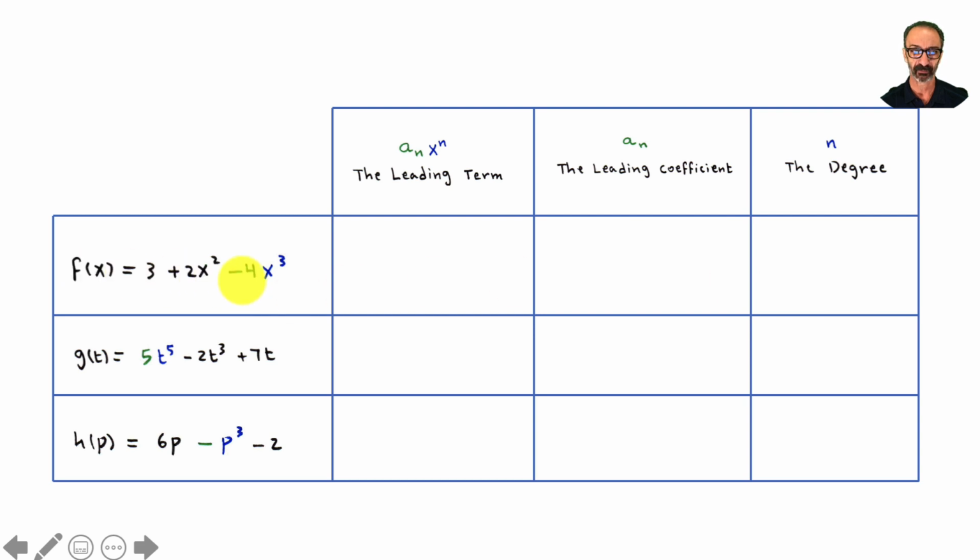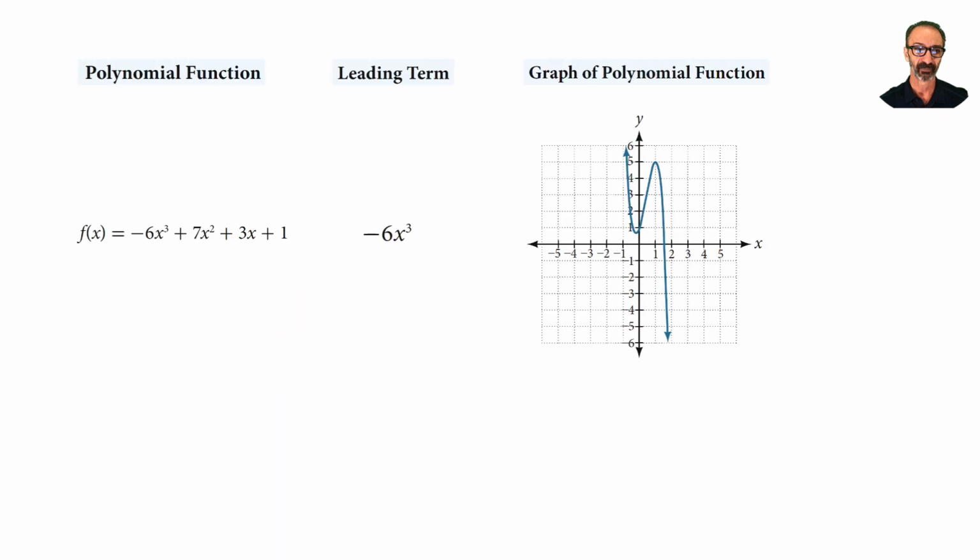Let's look at the first one. I'm using colors, by the way, to help you stay focused with me. Take a look. This is not written in descending order. What do I mean by descending order? Take a look. These are called descending order, the standard way.